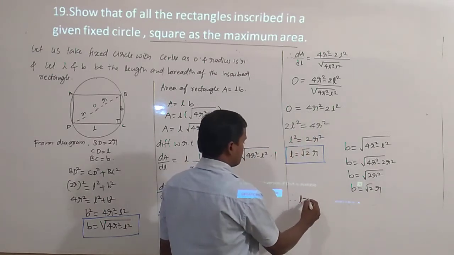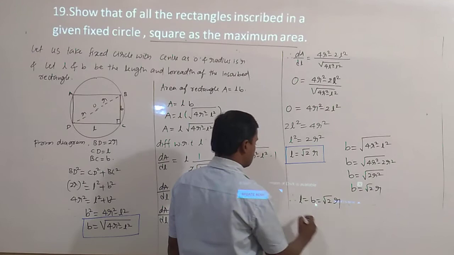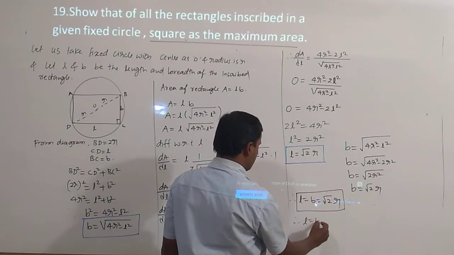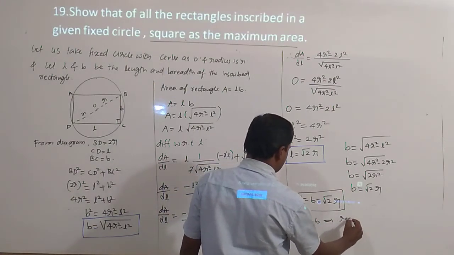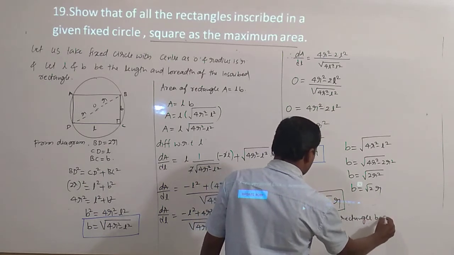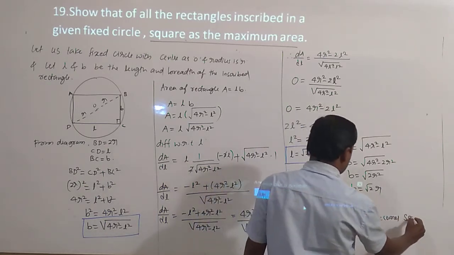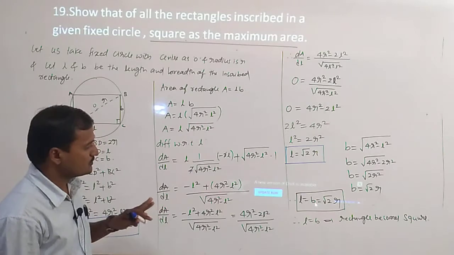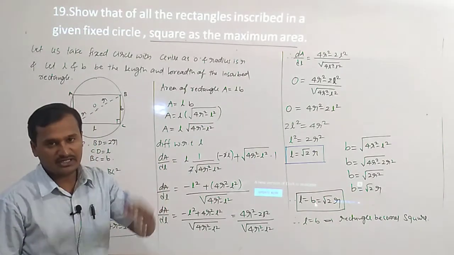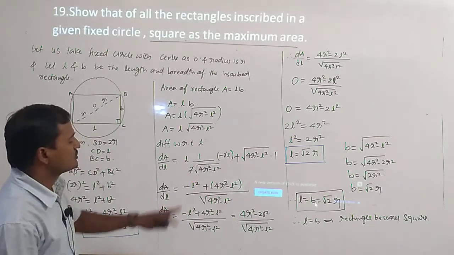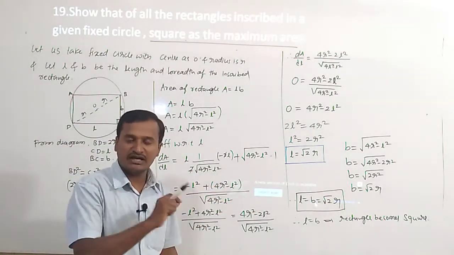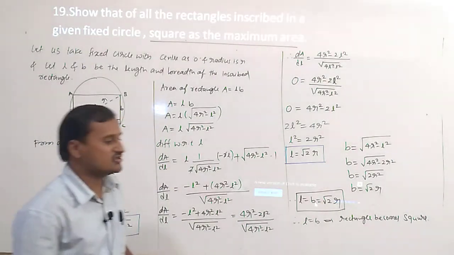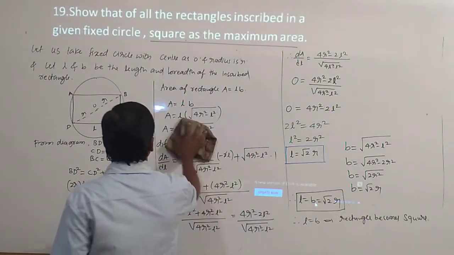So L is equal to B, which implies the rectangle becomes a square. But our aim is to prove that the square has the maximum area. The square has the maximum area means its second derivative is less than 0. So we have to prove the second derivative is less than 0.